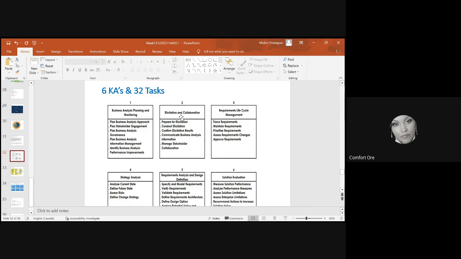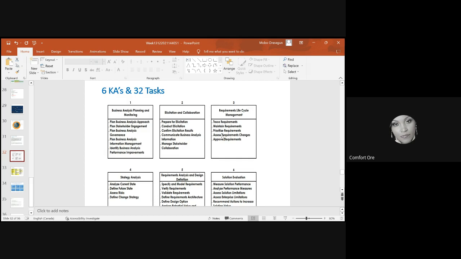Elicitation and collaboration is how you get your information. You're preparing for it, you're conducting it, you confirm the results with the stakeholders, you're communicating the same information, and you're asking them to verify. And then, of course, you're managing your stakeholders as well. So ensure that all stakeholders are interested, and then you keep their interest. You manage their attitude towards the project.